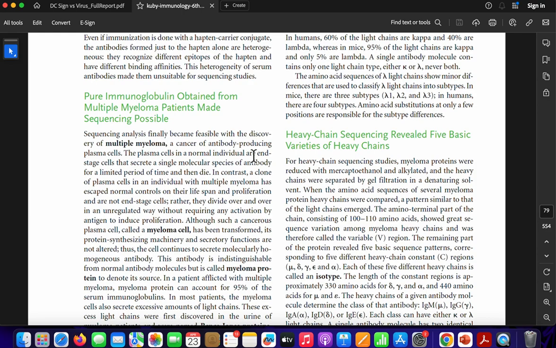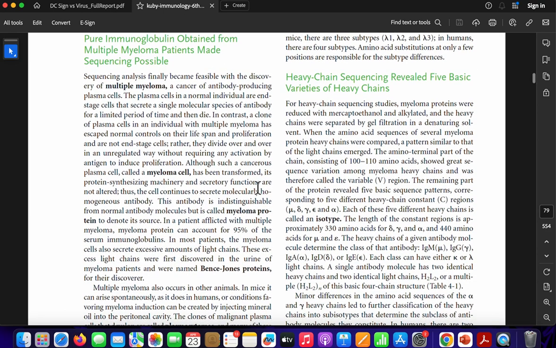Pure immunoglobulin obtained from multiple myeloma patients made sequencing possible. Sequencing analysis finally became feasible with the discovery of multiple myeloma, a cancer of antibody producing plasma cells. The plasma cells in a normal individual are end-stage cells that secrete a single molecular species of antibody for a limited period of time and then die.